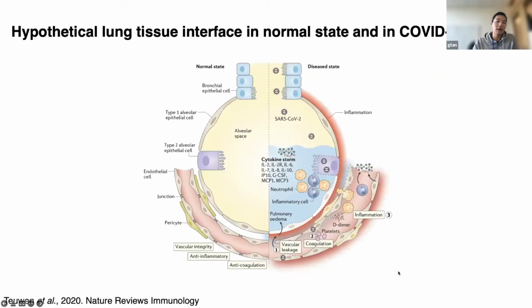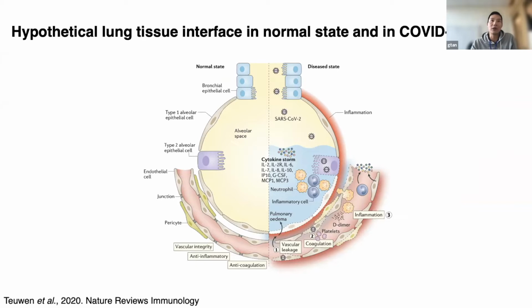So I'm not really going to talk too much about the virus itself because I'm pretty sure a lot of people are really up to date to some extent. So I'm just going to focus on a very, very brief intro to the disease. This is the hypothetical lung tissue interface and the lower respiratory tract of a host in normal state, what you see on the left, and on the right side is when you would see infection with SARS-CoV-2.